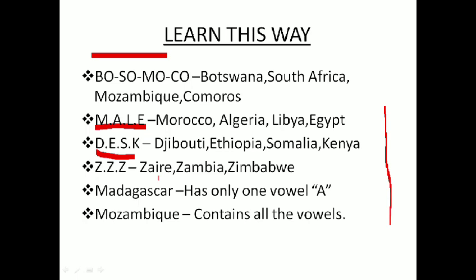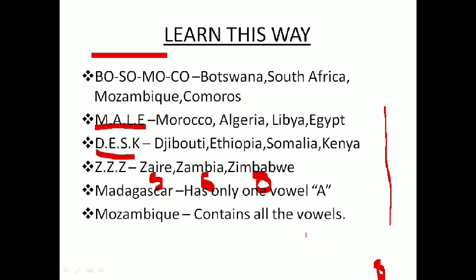Zaire, what we say Congo today, Zambia, and Zimbabwe. Okay. Now here this Zaire is for Democratic Republic of Congo. How many letters does this have? 3, 4, 5. So Zaire has 5 letters. Zambia has 6 letters. Zimbabwe has 8 letters. Okay. Right. And remember, the 8-lettered one is at the bottom.